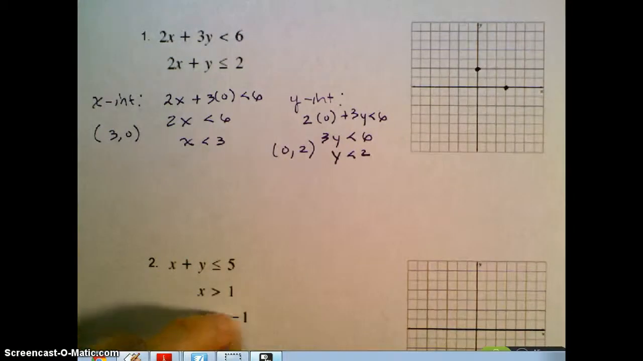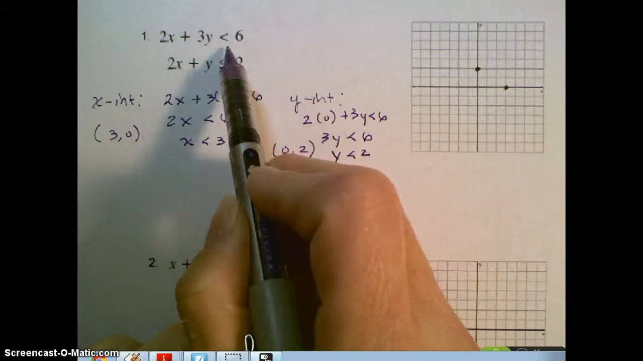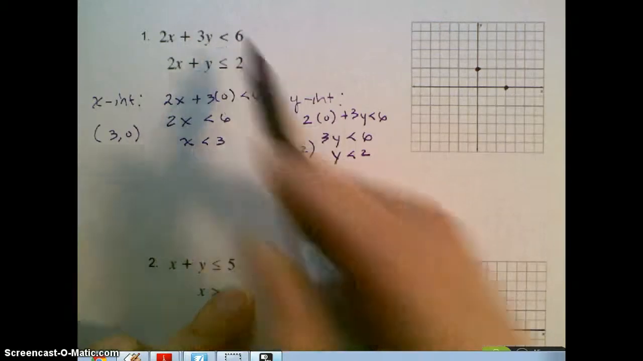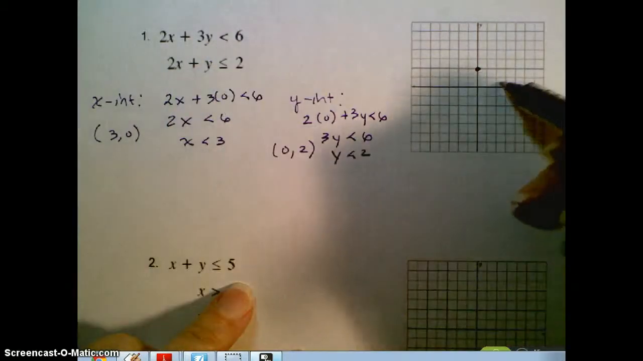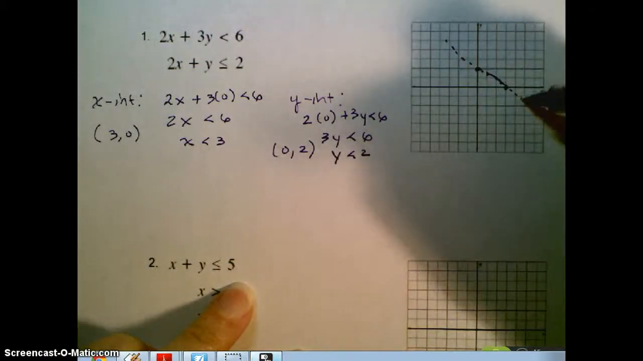Now if you remember, when we look at the inequality, this is just less. There is no equal below this. Therefore my line is dotted. If I had a ruler, this would probably be a little bit straighter. Sorry about that.